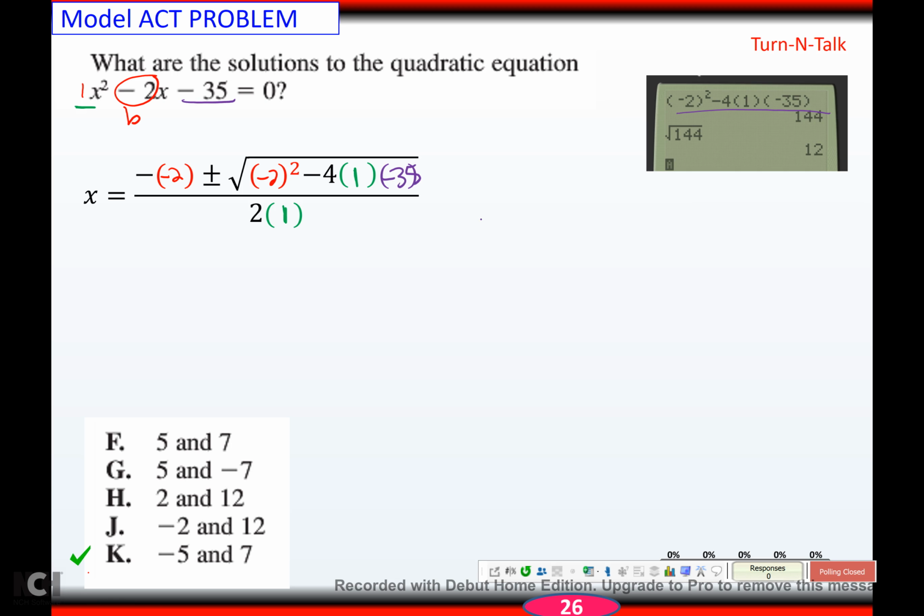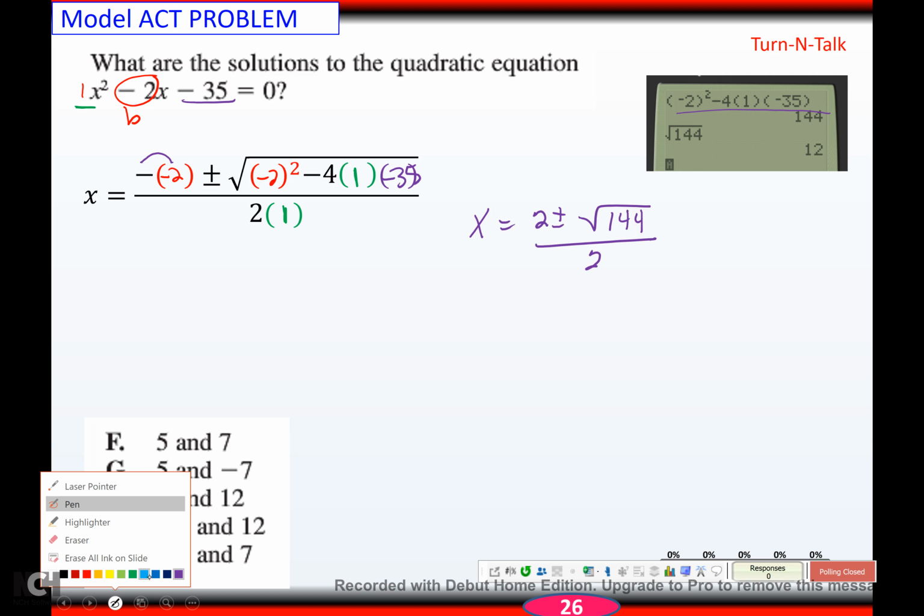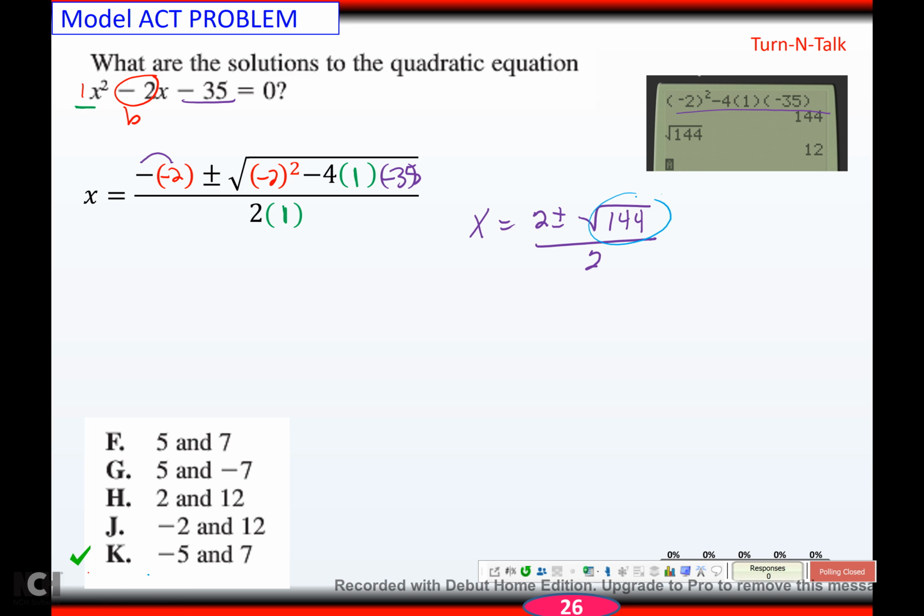So that gives me x equals 2, a negative times a negative is a positive, plus or minus the square root of 144 all over 2. Then this happens to be perfect. That square root of 144 is 12, so I have x equals 2 plus 12 over 2. And my second solution is 2 minus 12 over 2. This is 12, and you got to do plus or minus.